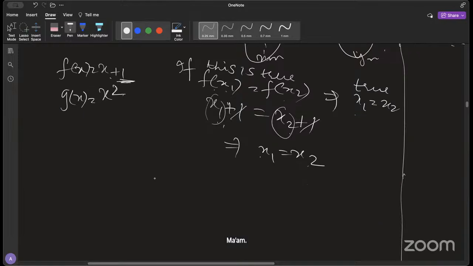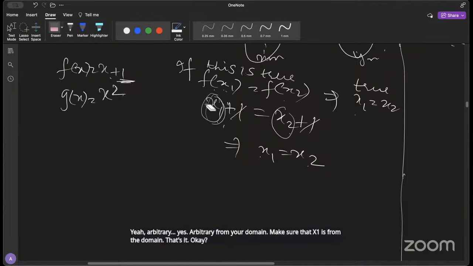X1 and x2 are arbitrary. Arbitrary means any number can be put in this x1 and x2, arbitrary from your domain. Make sure your x1 is from the domain. That's it.